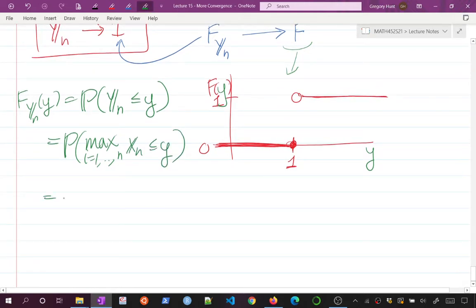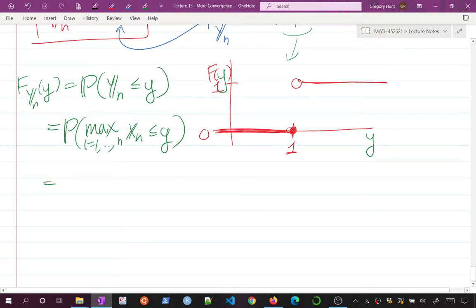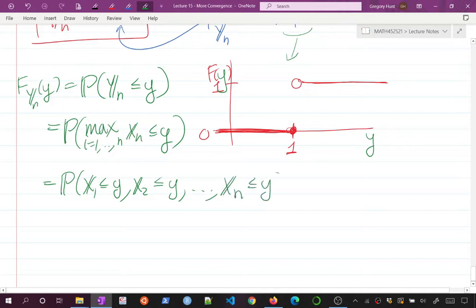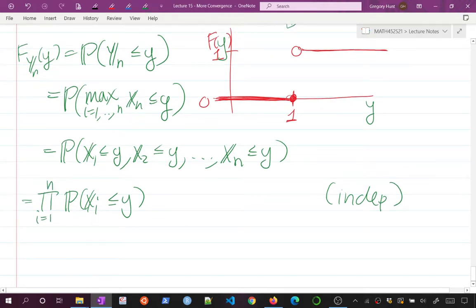And if we're going to go through this a little quickly, but if the maximum is less than or equal to little y, this is the same thing as all of them: X1 is less than or equal to y, X2 is less than or equal to y, up to Xn is less than or equal to y. And by independence, we get that this is the product of the probabilities that Xi is less than or equal to y, where i goes 1 to n. And these Xi's are again uniform. What's the CDF of a uniform?